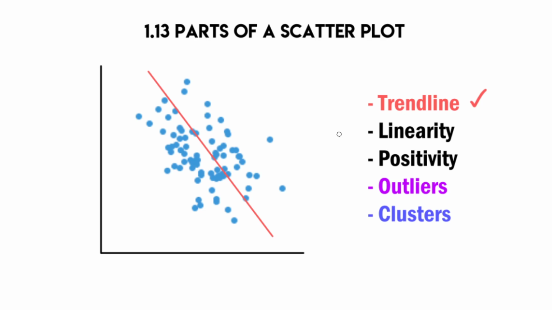Next up, linearity. Again, it's okay. I would say this is okay linearity because it's roughly following the line, but it's not really super close to it. It's okay linearity. Positivity. In this case, it is going downwards. The graph is moving in a downwards direction. So the positivity for this one would be negative. This would be a negative graph.